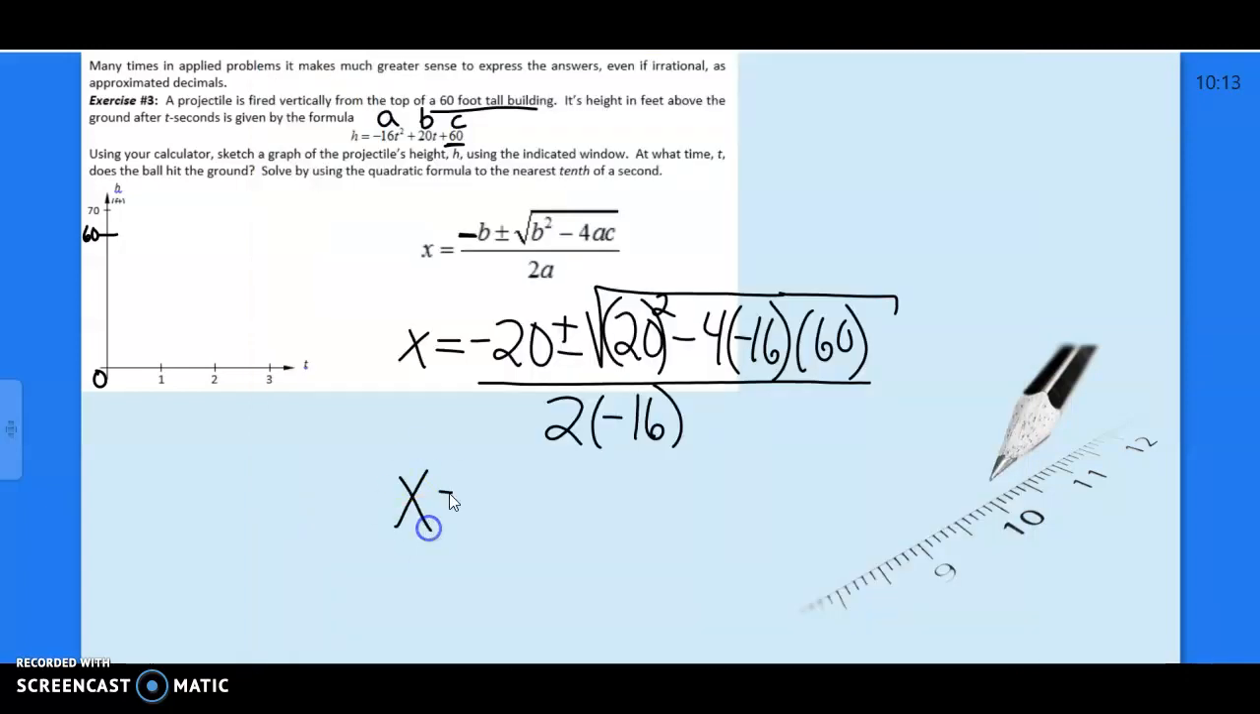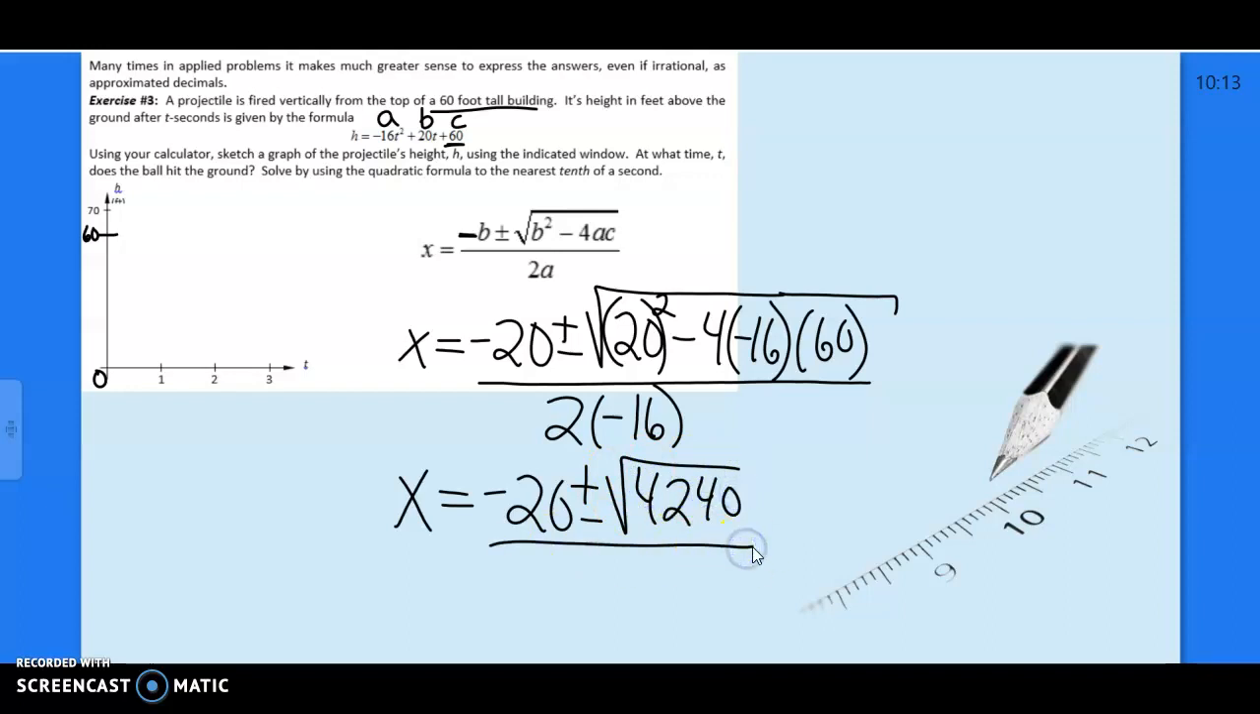So x equals negative 20 plus or minus the square root of 4,240 divided by negative 32. And you're like, Mr. Petrie, how am I going to list all the factors for 4,240? And I'm going to say you're not. You don't have to worry about that because in the question it says to the nearest tenth. So we're not simplifying. We're not putting this into our square root.